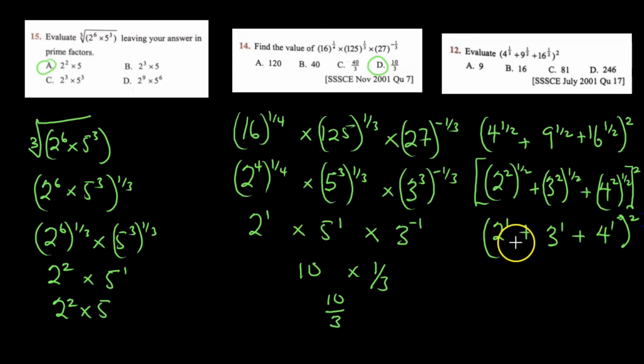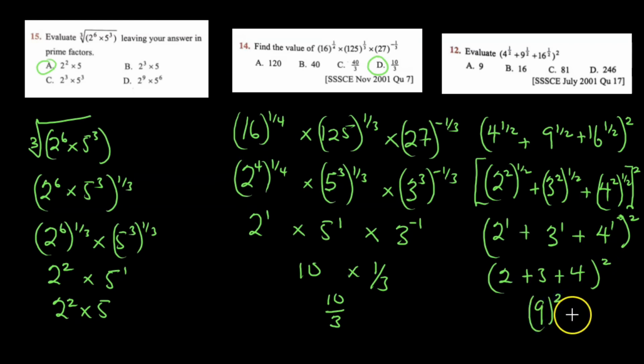So 2 to the power 1 is the same as 2, 3 to the power 1 is the same as 3, 4 to the power 1 is the same as 4. So when you add 2 plus 3 plus 4, all raised to the power 2, that will give us an answer of 9 to the power 2. And 9 to the power 2 is simply 81. Therefore, our possible answer is C. Now let's move forward and look at other ones.